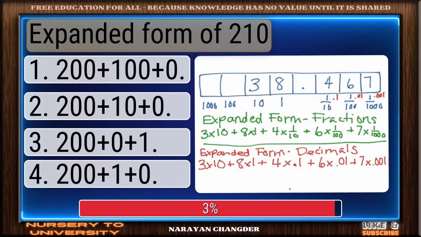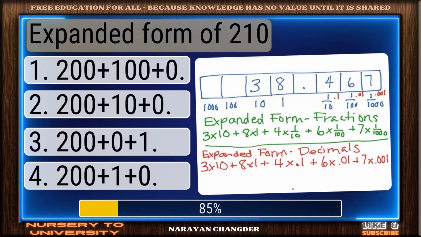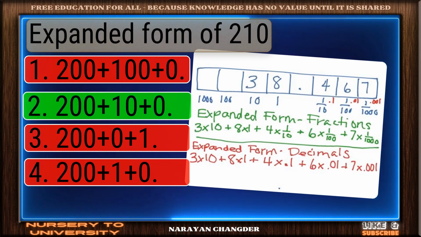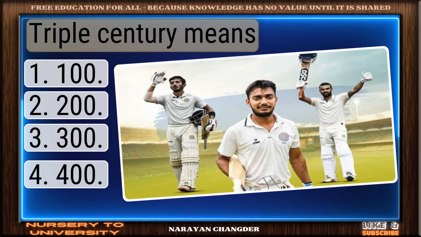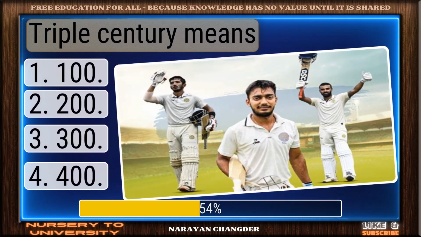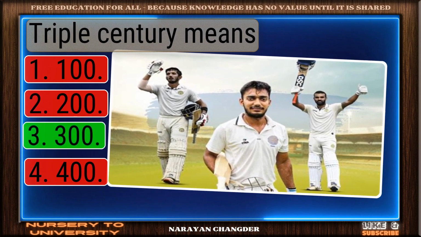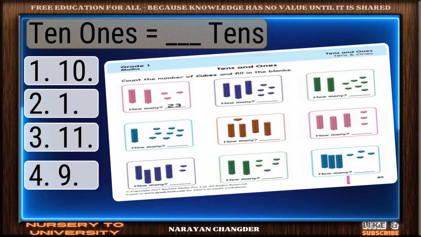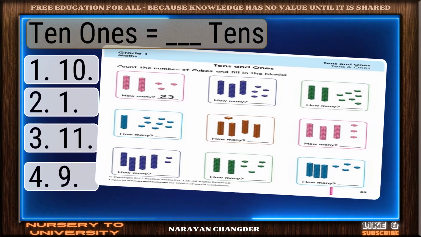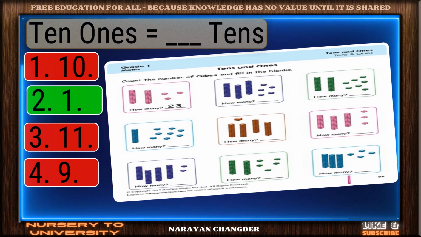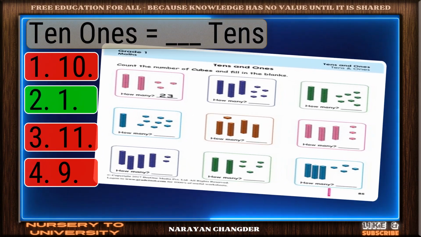Expanded form of 210. Well picked. 200 plus 10 plus 0 is the correct answer. Triple century means? Right again. 300 is a valid answer. 10 ones equal to dash 10s. Well reasoned. 1 is the correct choice.